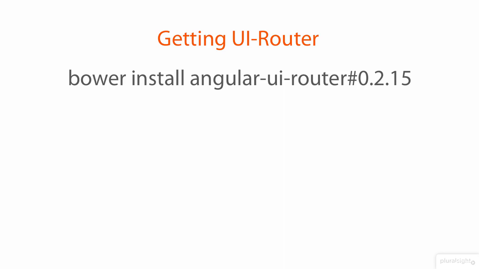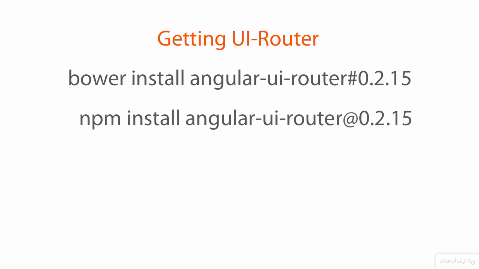I'll be using version 0.2.15. You can also install it with npm, the Node Package Manager. The command to do that is npm install angular-ui-router. To get a specific version with npm, just append the @ and the version number.